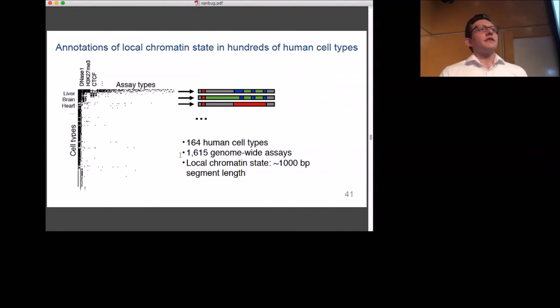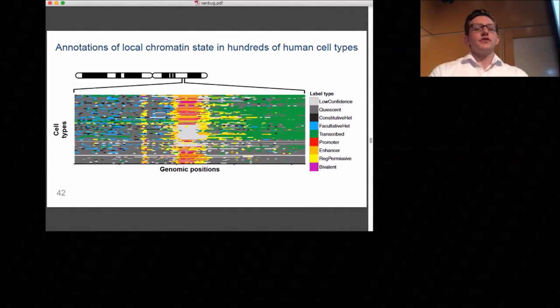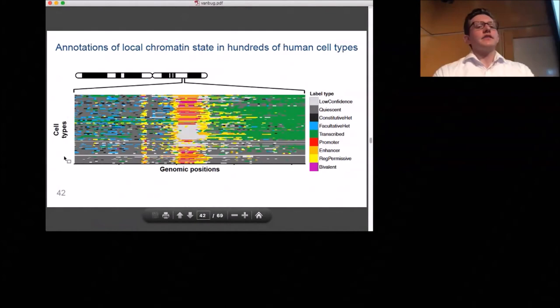So what this looks like in the genome is this. On the horizontal axis, I have genomic positions, and on the vertical axis, different cell types. So this is 164 different human tissues. And then at the small scale, we've come up with these 9 different element types, which include promoters, enhancers, transcribed regions, repressed regions, and so on. If you have some cell type you're interested in, maybe lung cells, maybe brain cells, you can just pull out the annotation of that cell type. And if you have some locus you're interested in, you can see what's going on. I'm going to hurry through this pretty quickly.